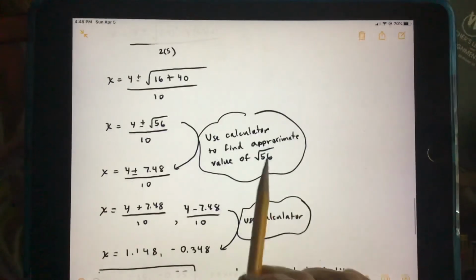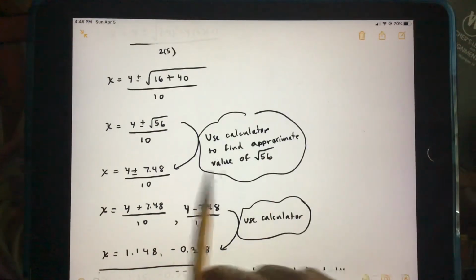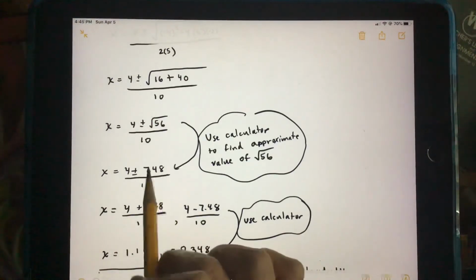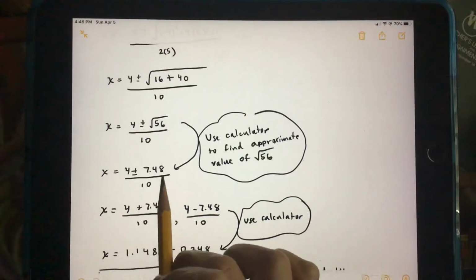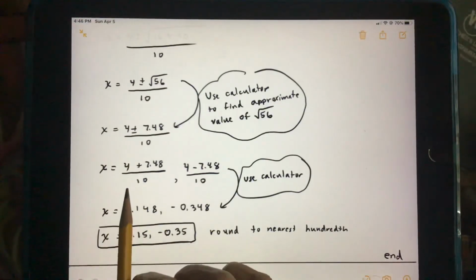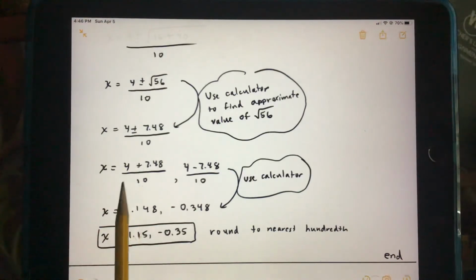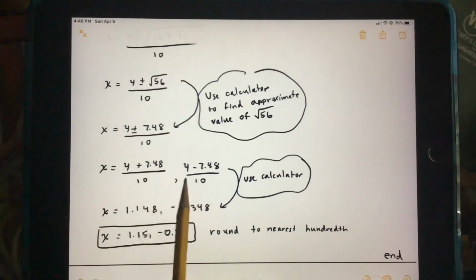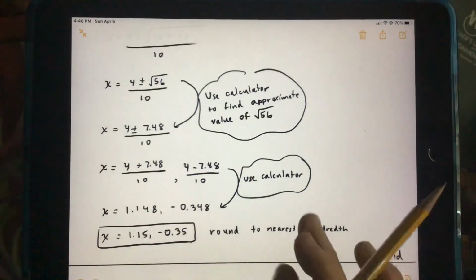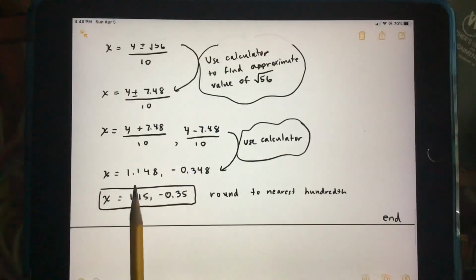And then we can use a calculator to find the approximate value of root 56, and that to the nearest hundredth is 7.48. Again, we're losing a little accuracy by rounding at this point, but for what we're doing, that's okay. And then we're going to break this into the two calculations that we need to work out to solve this. So 4 plus 7.48 over 10, 4 minus 7.48 over 10. You can use a calculator to work those out. You have more numbers as digits in your display than you need because we're rounding to the nearest hundredth.